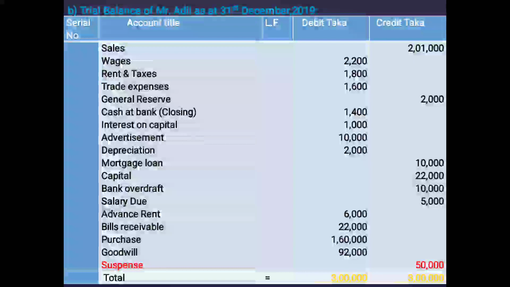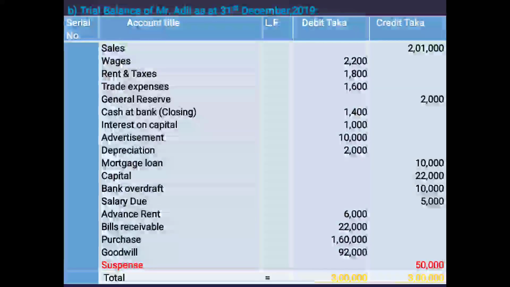Cash at bank, that is closing cash at bank. Opening cash, opening bank overdraft, and closing stock are not included in trial balance, but closing cash or closing bank and opening stock are always included in trial balance. So at this moment you are watching in my slide in the trial balance, cash at bank closing is debited for taka 1,400.